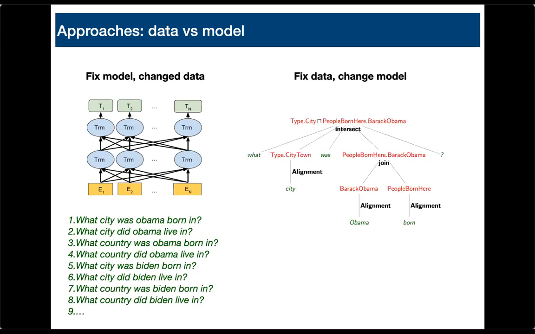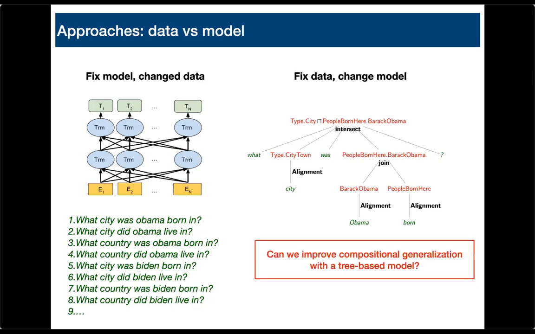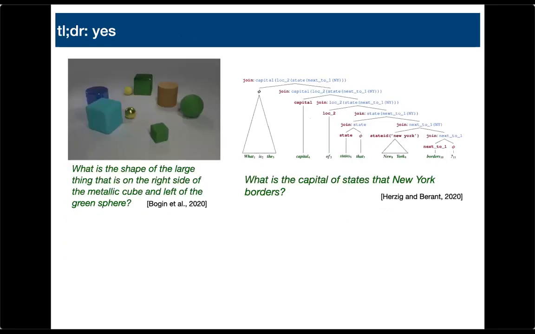A second approach might be to go back to the models that many of us knew and loved 5, 6, 7 years ago that were very compositional in nature. Basically, the model constructed and composed things quite explicitly. And what we want to ask is whether we can improve compositional generalization by taking the good parts from the neural models that we have now and combining them with a strong compositional inductive bias. And the short answer is yes.